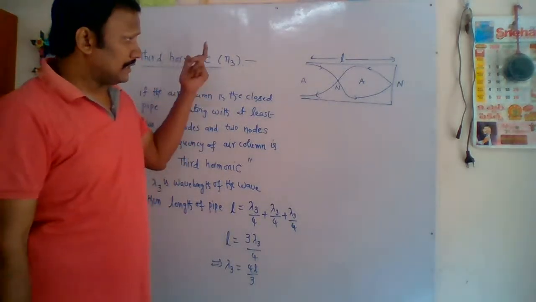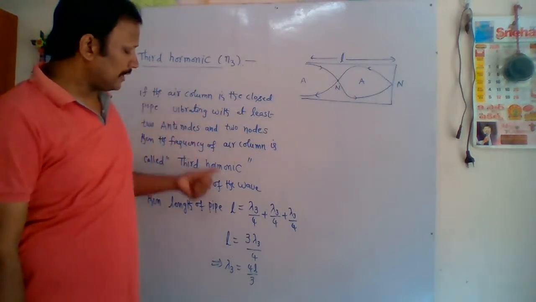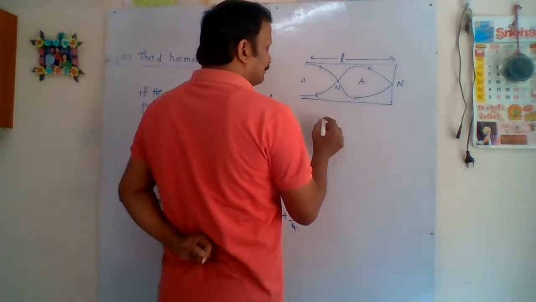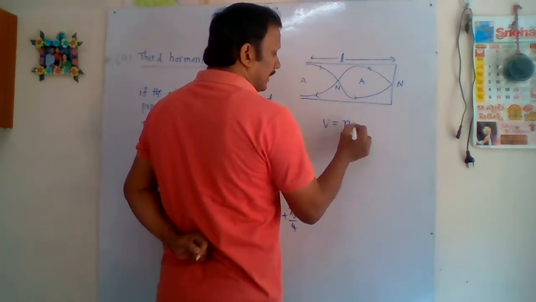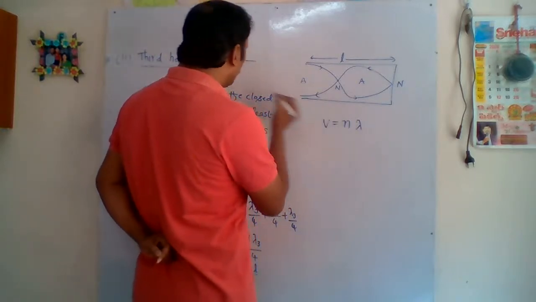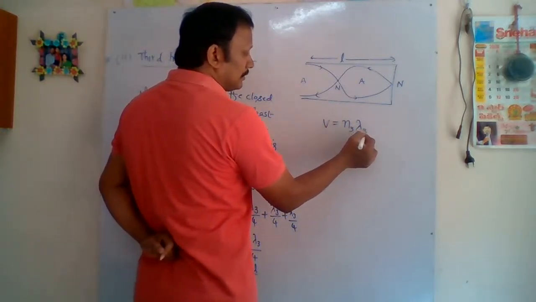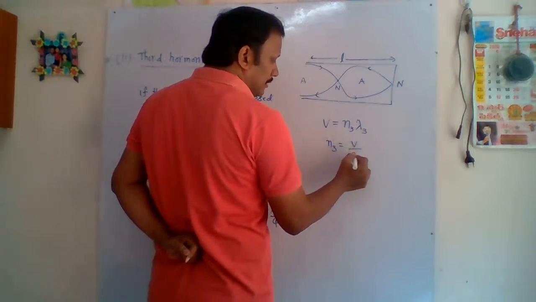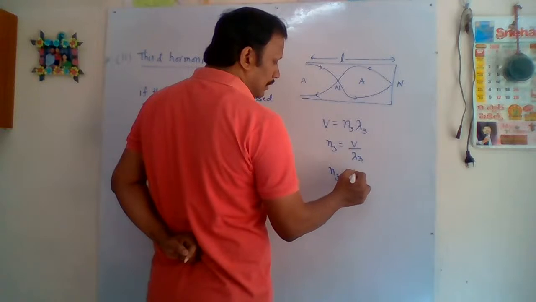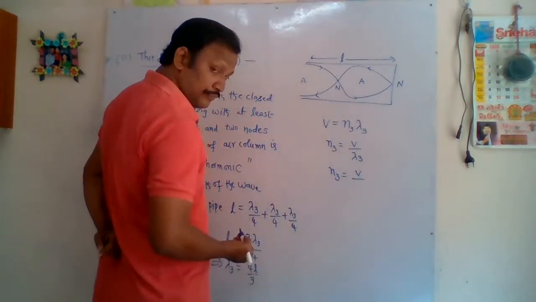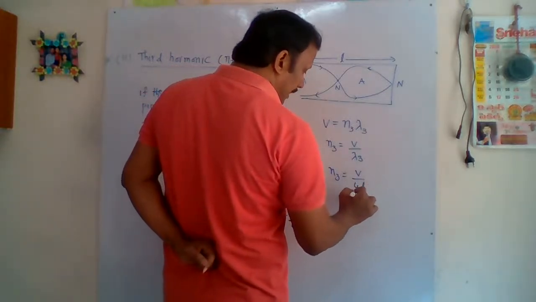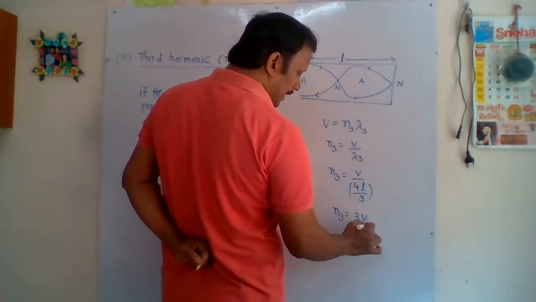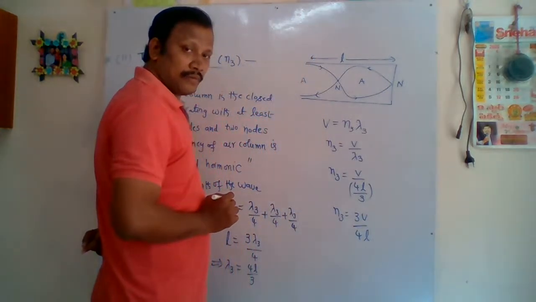Okay now, in the first harmonic lambda 1 is there, but for the third harmonic lambda 3 is there. So lambda 3 is equal to 4L by 3. But we know that V is equal to N lambda, so V is equal to N3 into lambda 3. Therefore N3 is equal to V by lambda 3, and lambda 3 value is 4L by 3. Therefore N3 can be written as 3V by 4L.